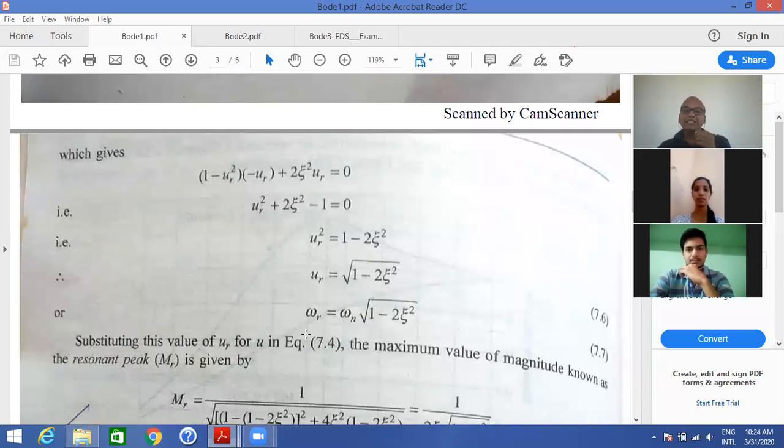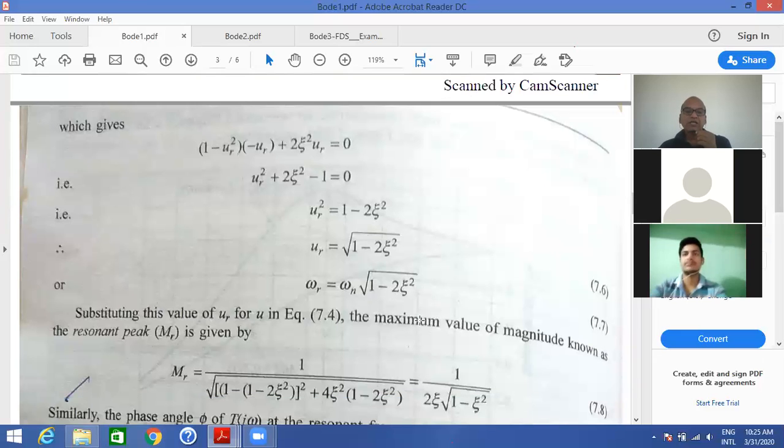These are the design parameters in the frequency response analysis. And then our heading is the correlation between the time and the frequency. We will see afterwards by solving some equations. Omega R equal to omega n into under root 1 minus twice zeta square.